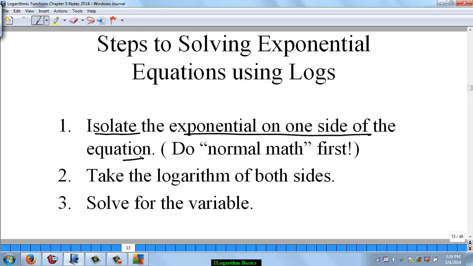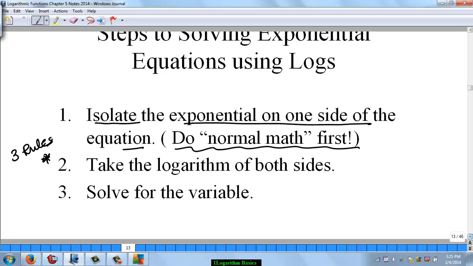So you want to isolate your exponential part. I tell the kids, do normal math first. Then you're going to take the log of both sides. Only at this time do you start using your 3 rules. You don't even use the rules until here. Then you solve for the variable. So let's kind of go back to what we used to do.